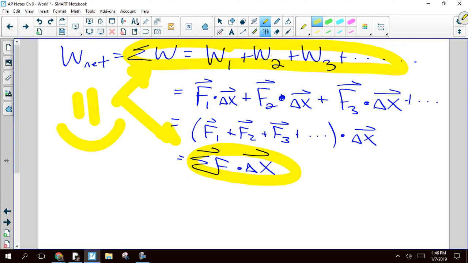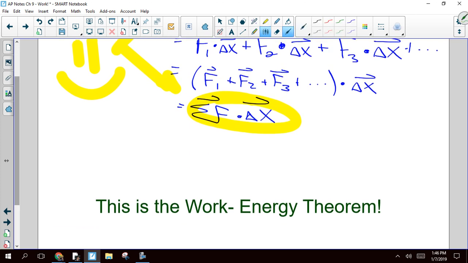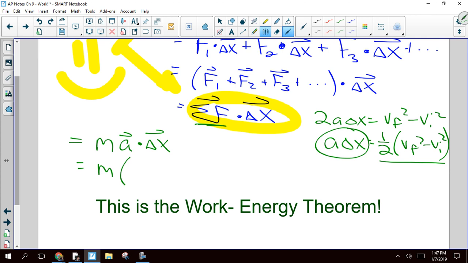We're going to take this one step further to find out something useful. One of the things we learned when we learned Newton's laws is that net force is mass times acceleration. So I can replace net force with mass times acceleration, times my displacement. One of the kinematics equations we learned gives us this, which means that this is simply that, just multiplying both sides by a half. So I'm going to replace a delta x with 1/2 (vf minus vi) squared. So this is m times 1/2 (vf squared minus vi squared).